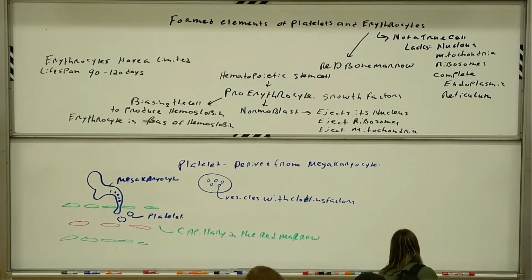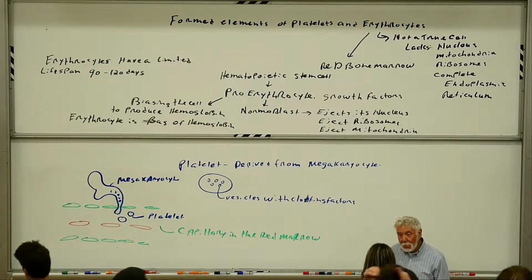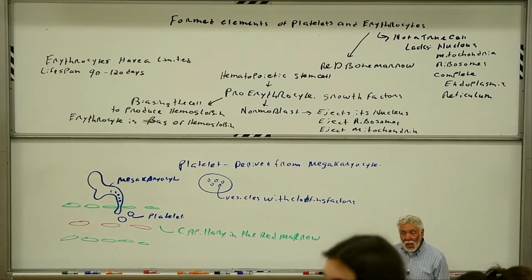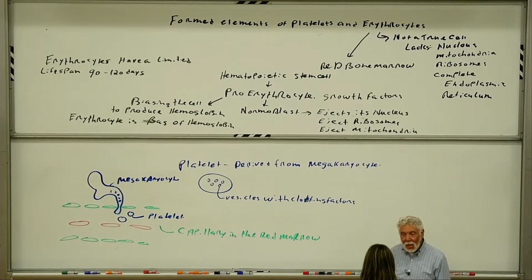Hi. A quick question. Sure. So, if normoblasts eject their nucleus, they don't have any DNA. They're done with their DNA. So, how do you identify, like, at a crime scene, like at blood? How do you identify people? There'll be other cells around.